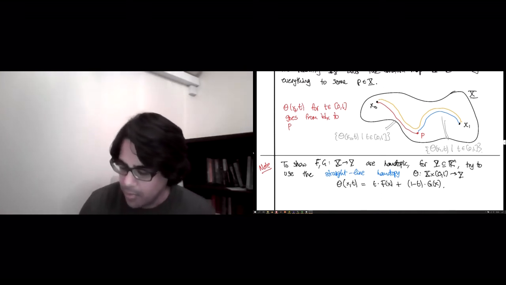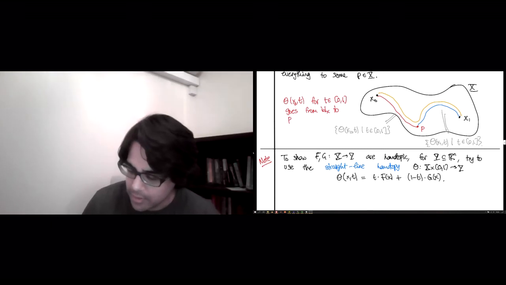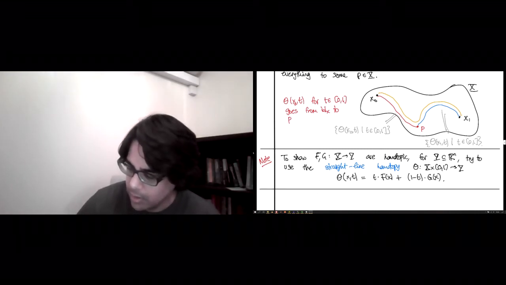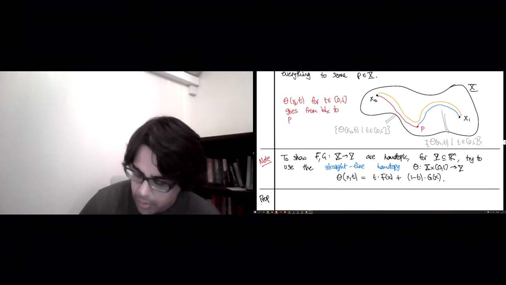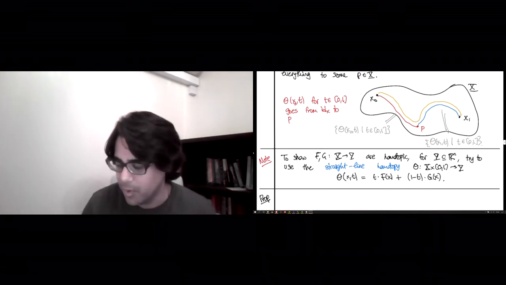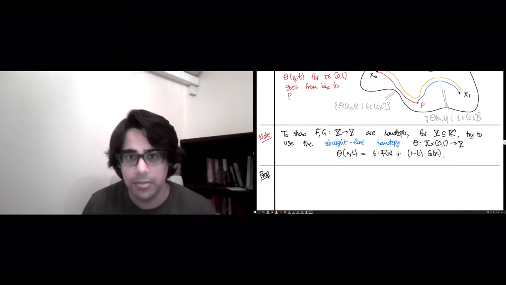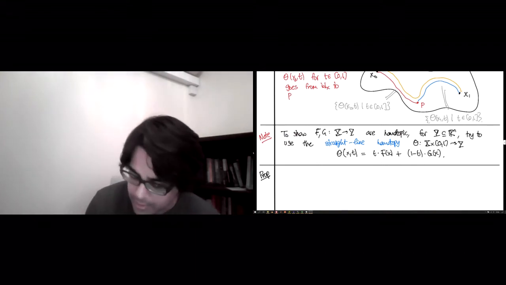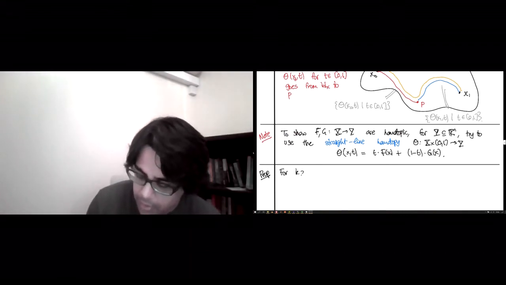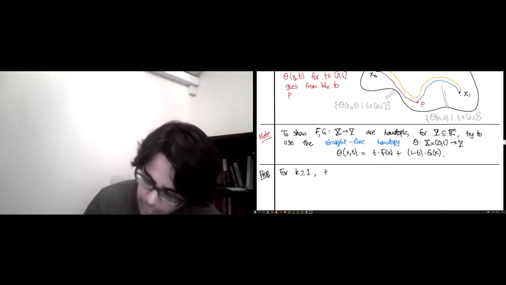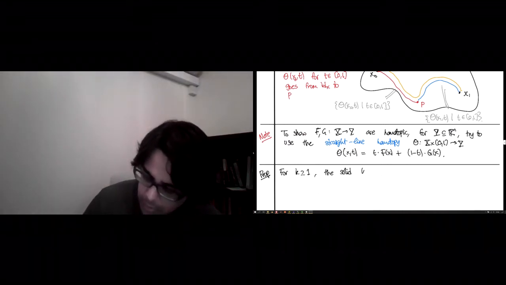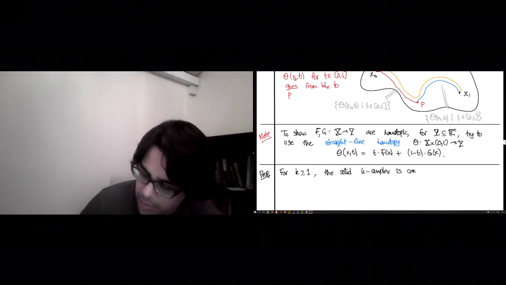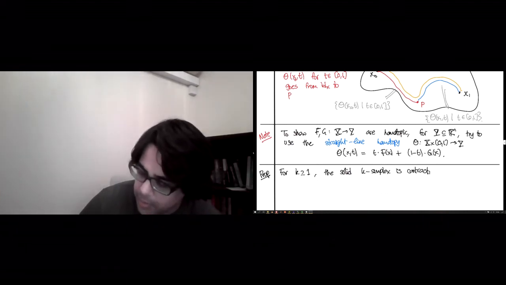Okay. And to see what this sort of trick can do, it can show that one of the examples that we showed of contractible spaces is honestly contractible. You can use a straight line homotopy from the identity map to the constant map, and that class is the solid simplices. So for k bigger than 1, the solid k simplex is contractible.